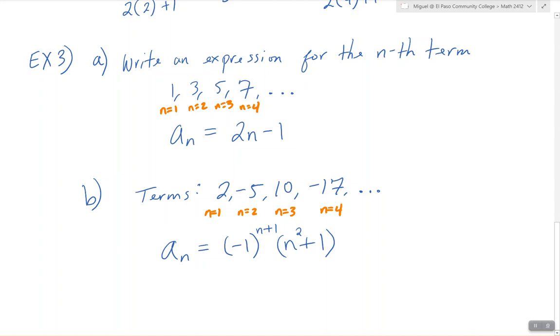And so yeah, plug in the 1, that's 1 squared plus 1, so we get 2. 2 squared plus 1, so that's 4 plus 1, gives you 5. 3 squared plus 1, 9 plus 1 gives you 10, and 4 squared, 16 plus 1 gives you 17. Good.